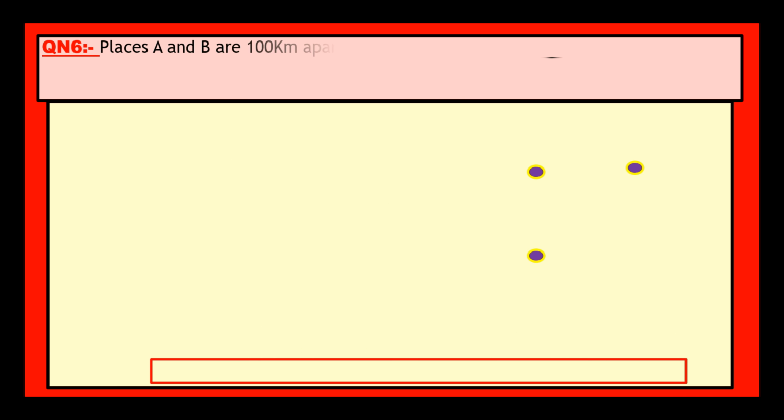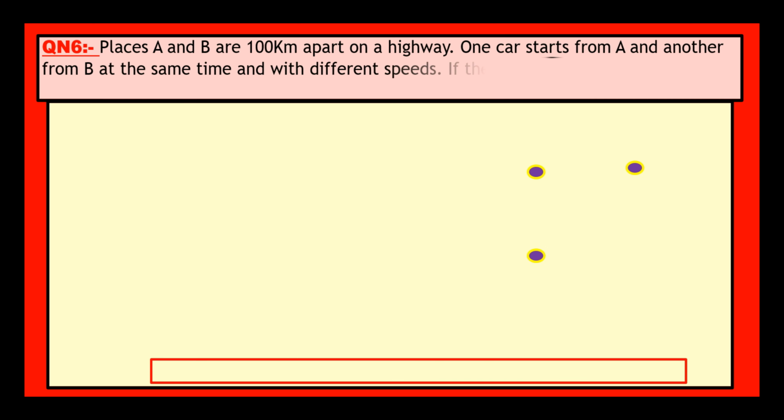Now observe question number 6. Dear students, this is question number 6. Places A and B are 100 kilometers apart on a highway. One car starts from A and the other car starts from B at the same time and with different speeds. If the cars travel in the same direction, then they meet in 5 hours.